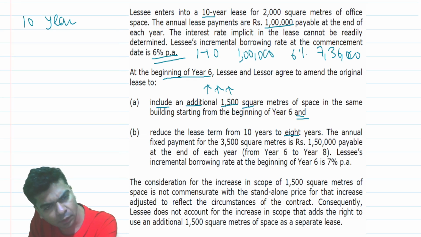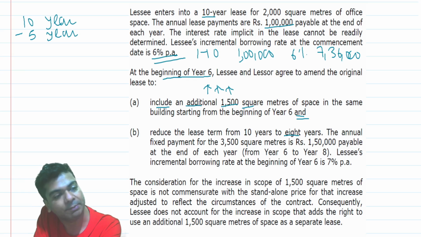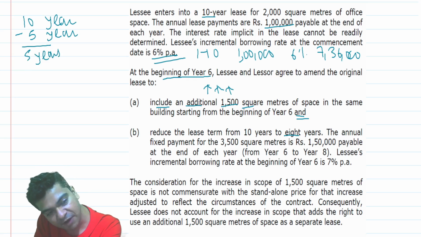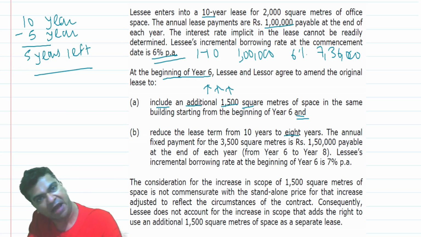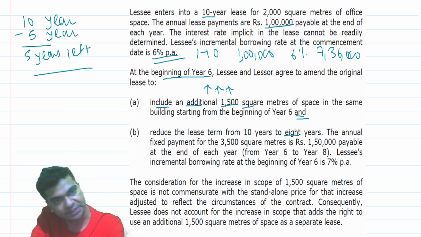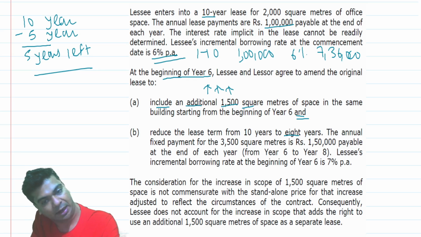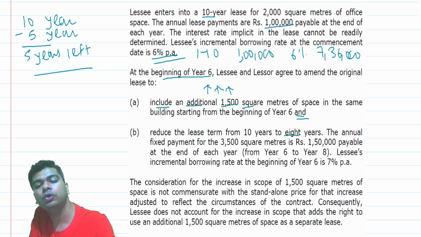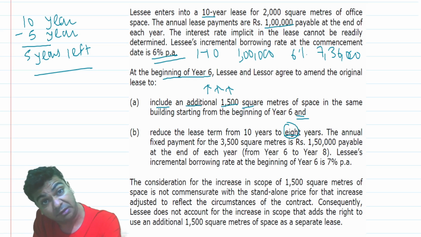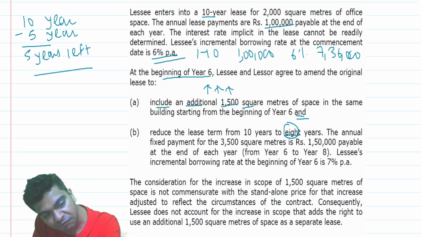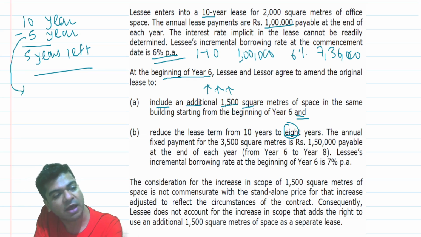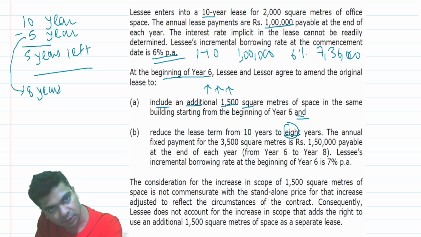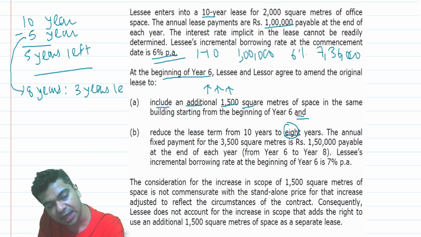This is happening at the beginning of year 6. So that means it is the end of the 5th year. So 5 years have already got completed. In other words, as far as the original lease is considered, 5 years are left. Isn't it? In the original lease, 5 years are left. And now they are saying that no, we want to curtail it to 8 years. Now 5 years have already gone by. If I want to curtail it to 8 years, that means from that logic, 3 years are left.